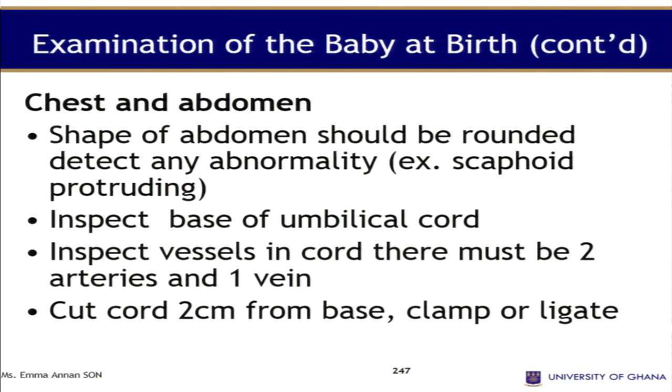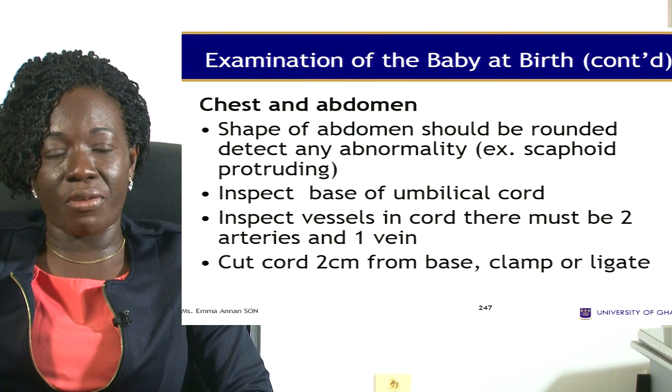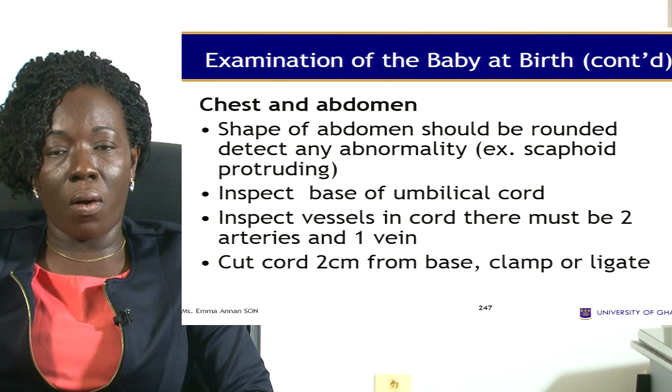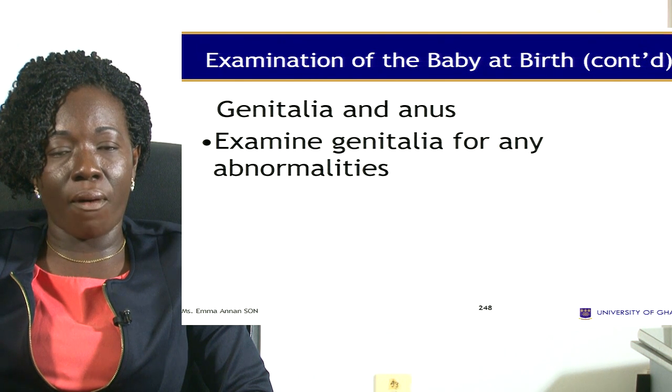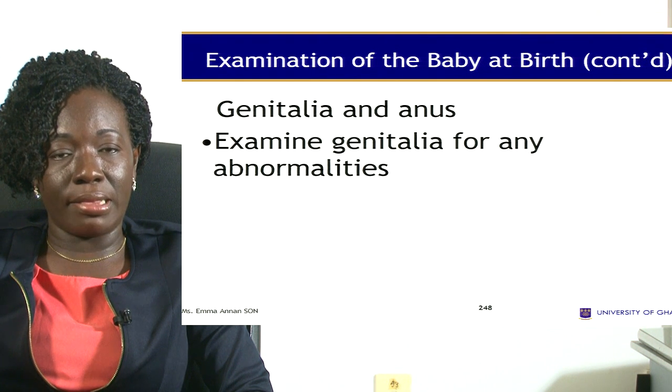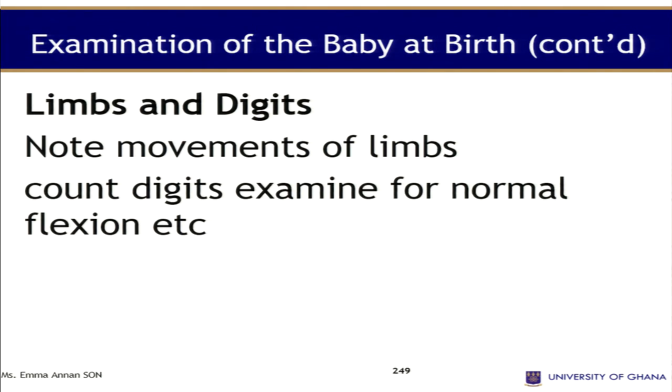You inspect the base of the umbilical cord. You inspect the vessels in the cord. There must be 2 arteries and 1 vein. Cut the cord 2 cm from the base, clamp or ligate. The genitalia and anus, you examine the genitalia for any abnormalities. Limbs and digits.